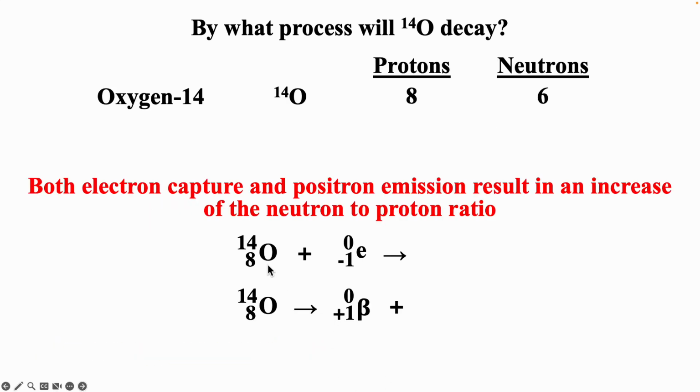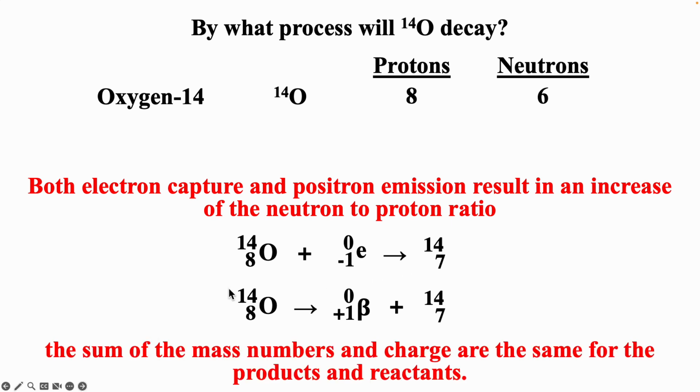Here, if oxygen-14 goes by electron capture, we balance it, so we'd end up with 14, and 8 minus 1 gives us 7, so it would be nitrogen-14. If we have positron emission, 14 minus 0 gives us 14, and 8 minus 1 gives us 7. Positron emission and electron capture, we can't really distinguish between the two in this course. So if it's ever positron emission, it can also be electron capture.